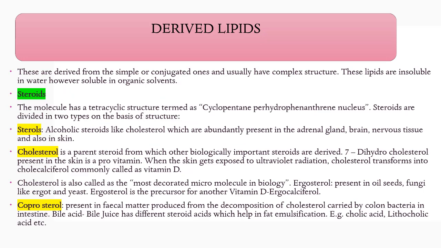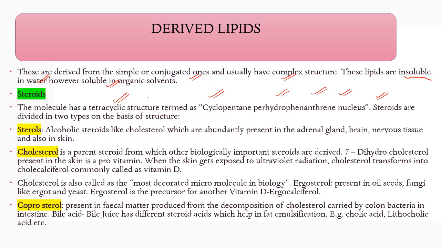Derived lipids. These are the derived form of the simple or conjugated ones and usually they have complex structure. These lipids are insoluble in water, however soluble in organic solvents. Steroids. The molecule has a tetracyclic structure termed cyclopentaperhydrophenanthrene nucleus, a tetracyclic structure which is present in steroids.